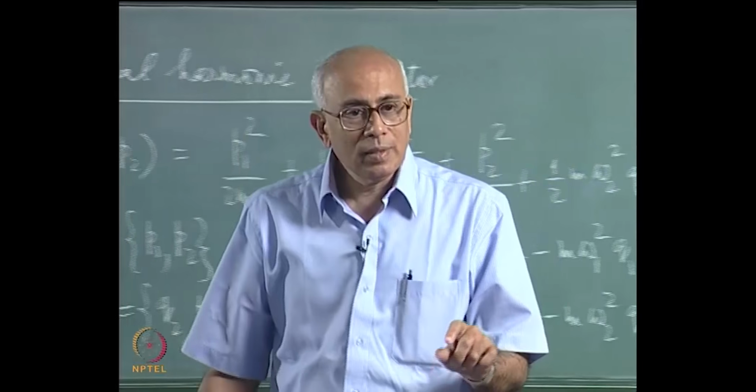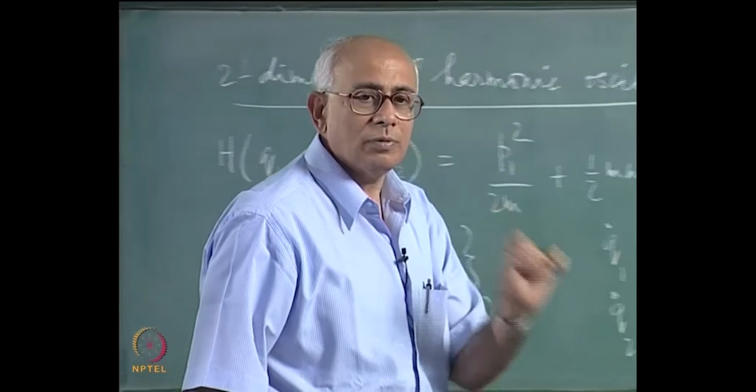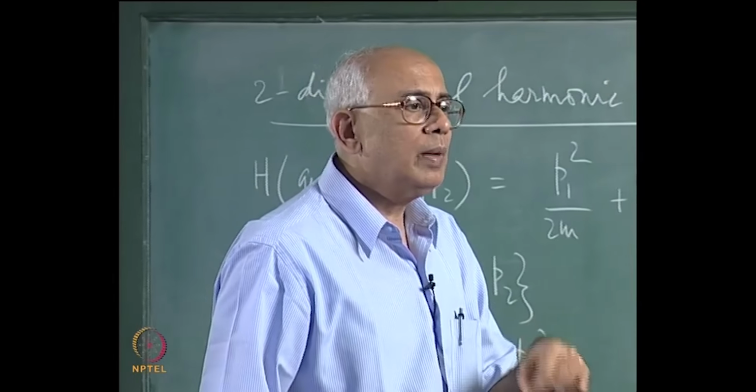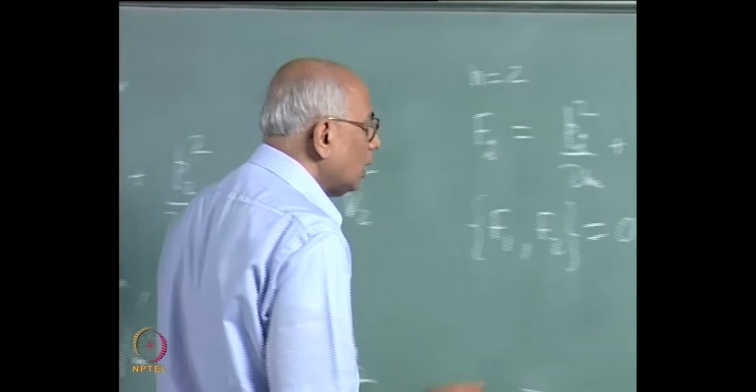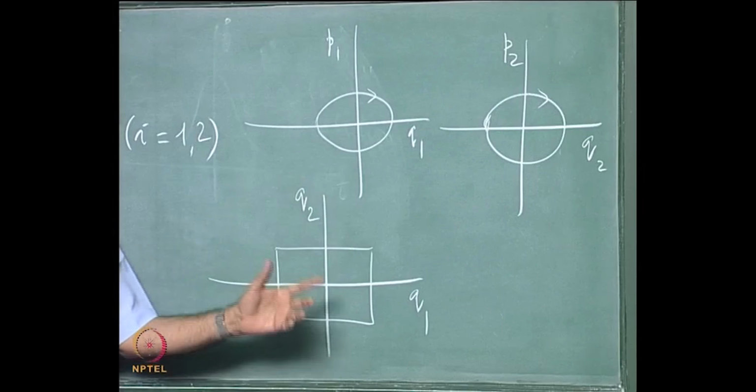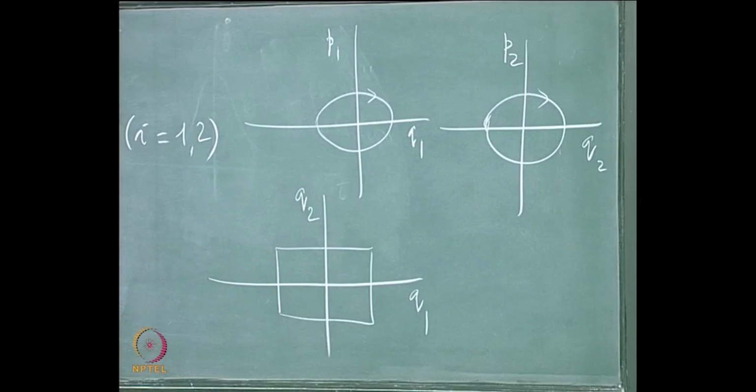But is the representative point, is the projection of this trajectory, is it going to be a closed curve or is it going to be an open curve? It is certainly bounded, it is not going to go out of this region, but is it going to be closed or is it going to be open?